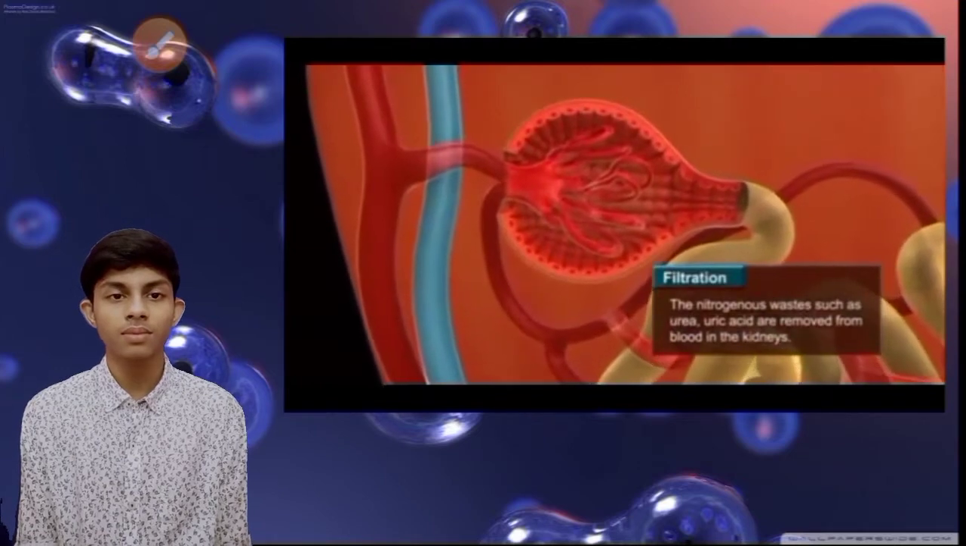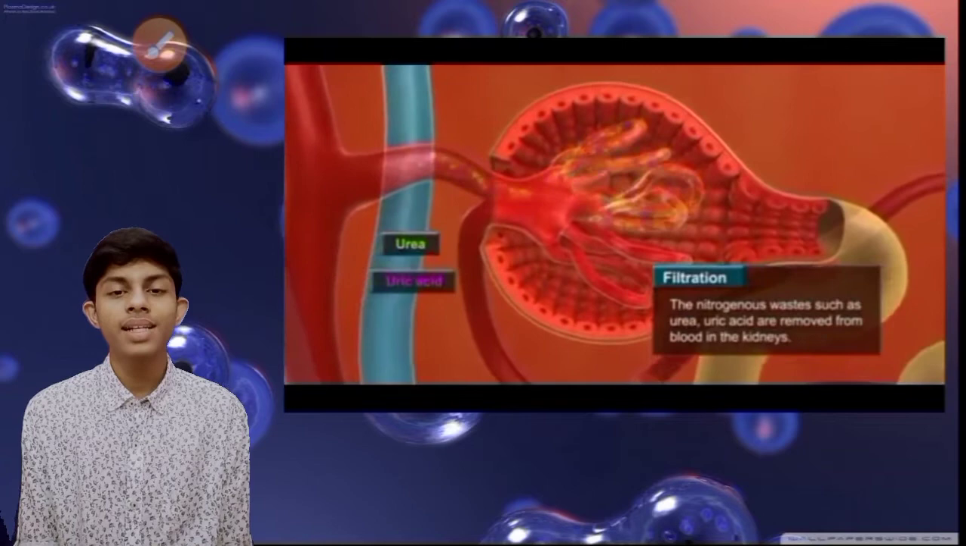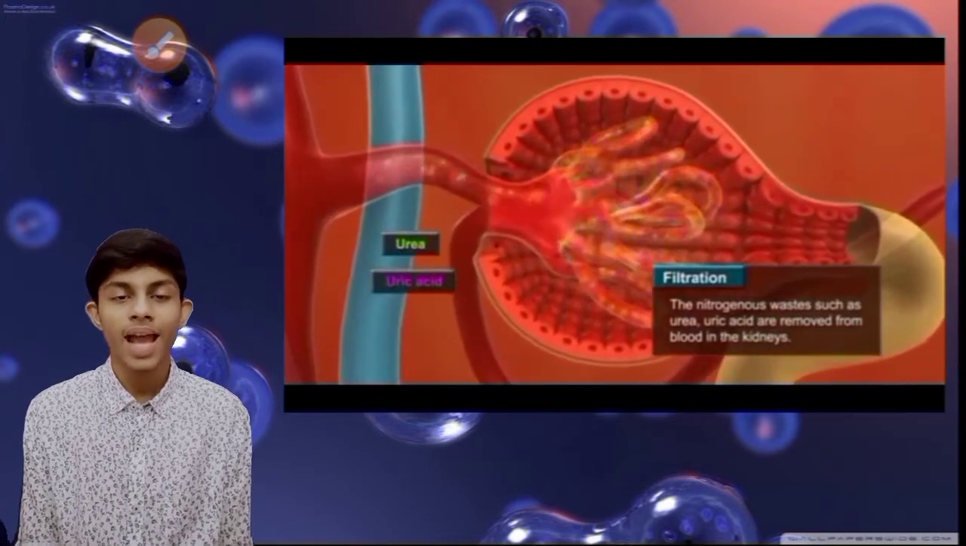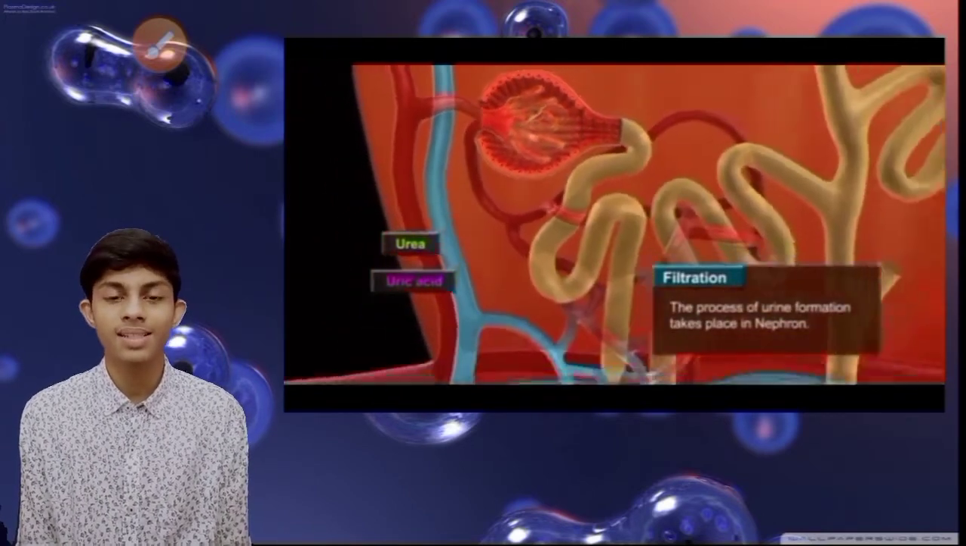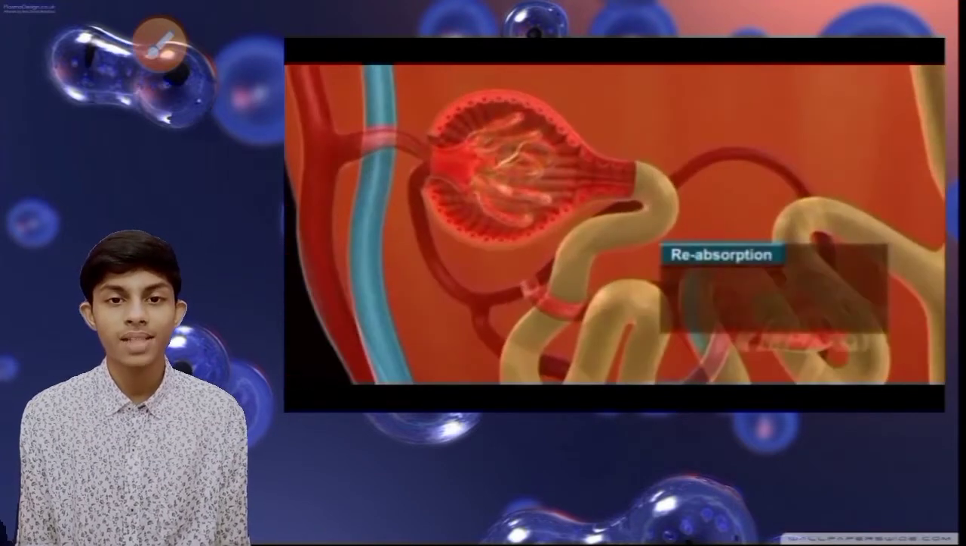Number 1, glomerular filtration. The nitrogenous wastes such as urea and uric acid are removed from the blood in the kidneys. The process of urine formation takes place in the nephron.